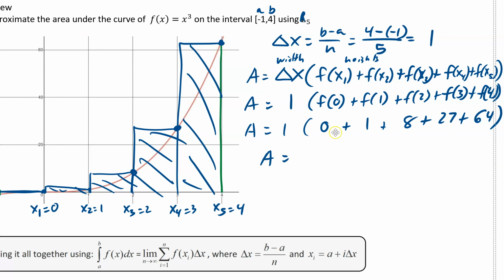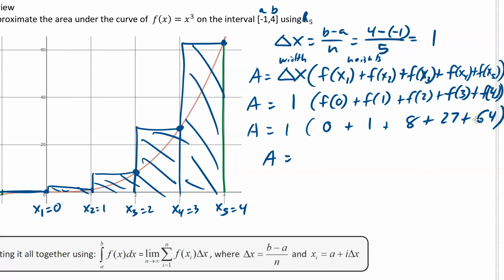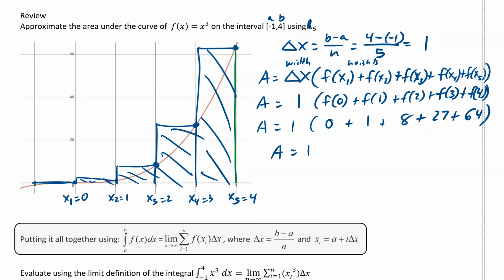And then adding all this together would give us our actual thing. So this is the sum of all of our heights. So if we add all those up, we get our approximation. So this would be 1 times 100, which equals 100.